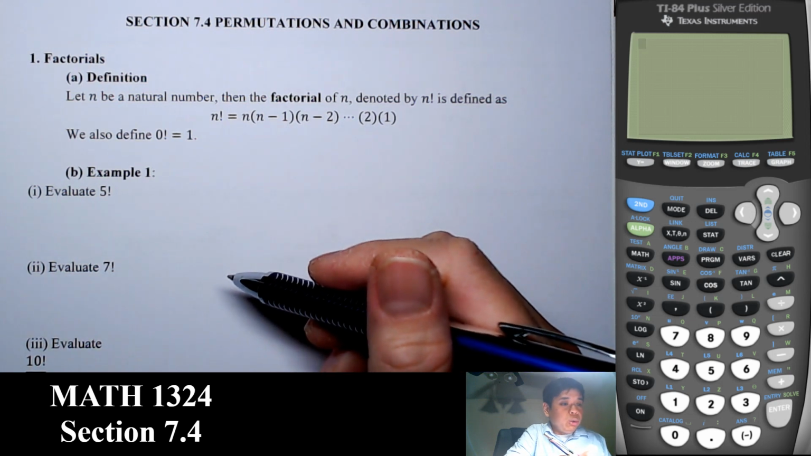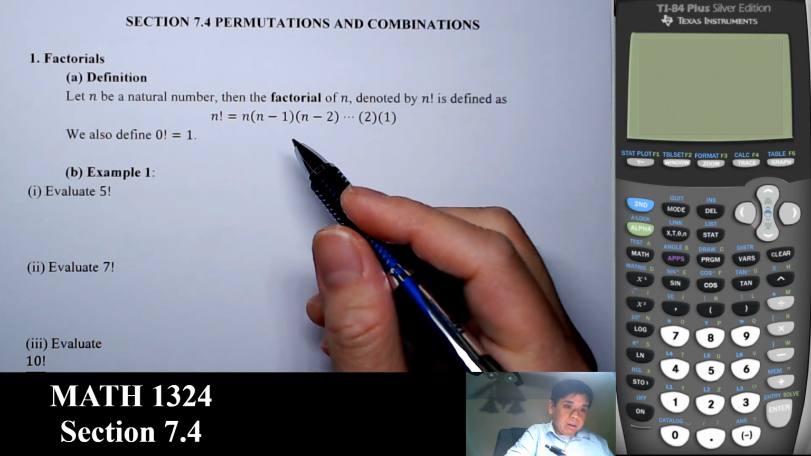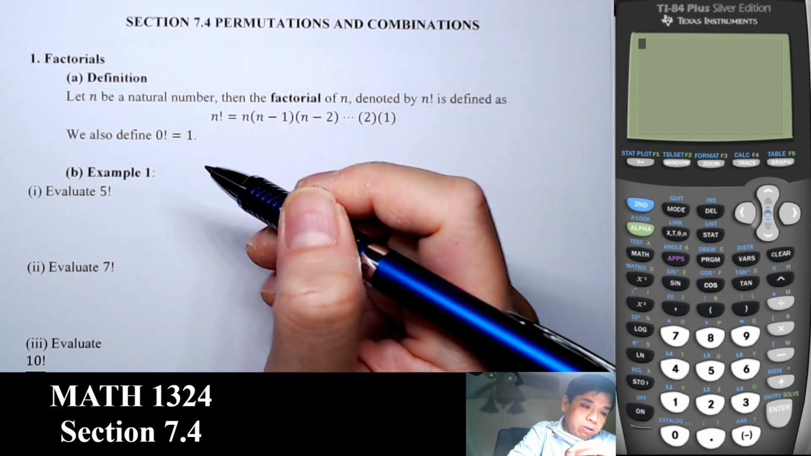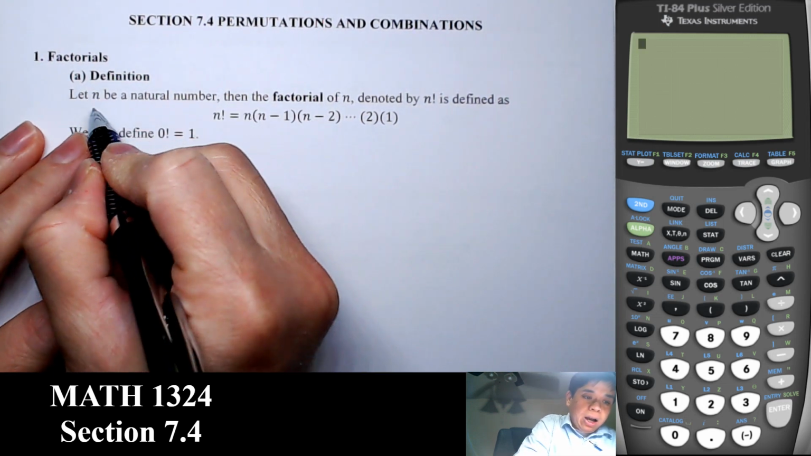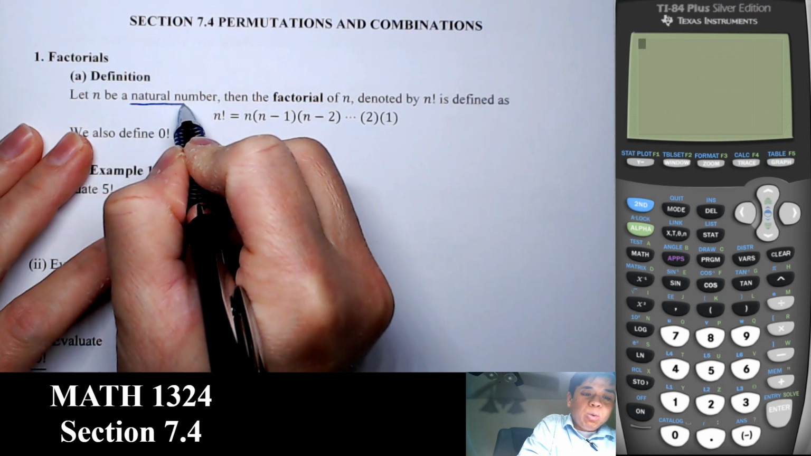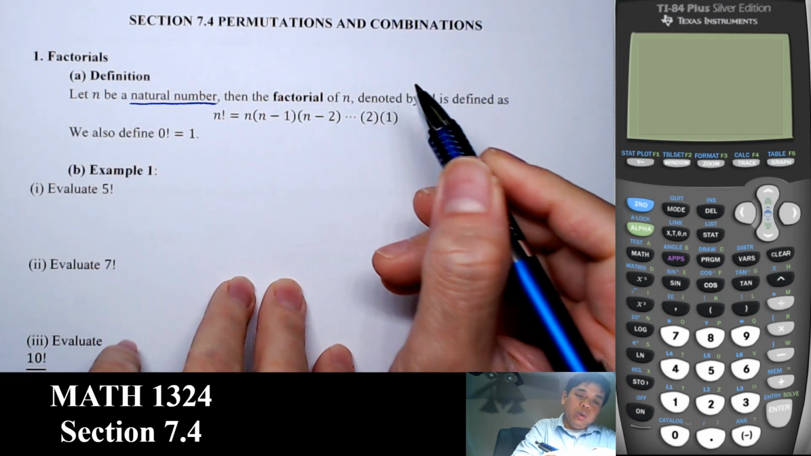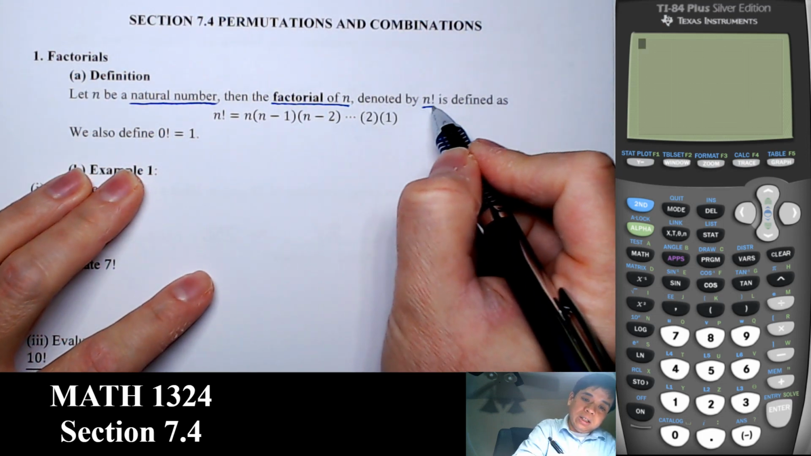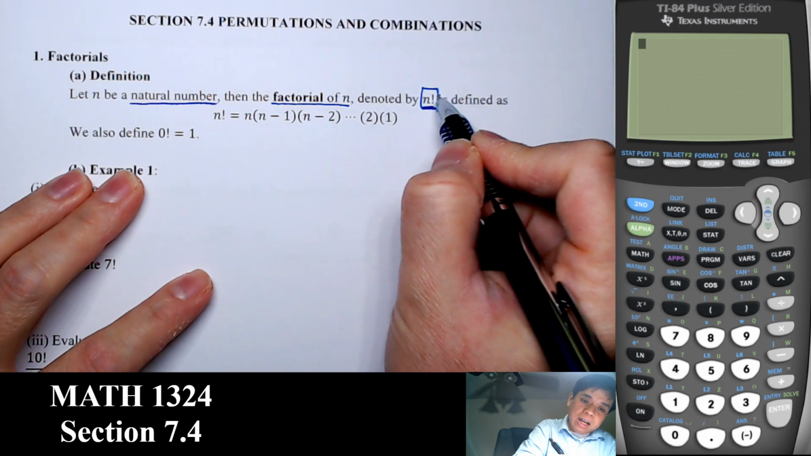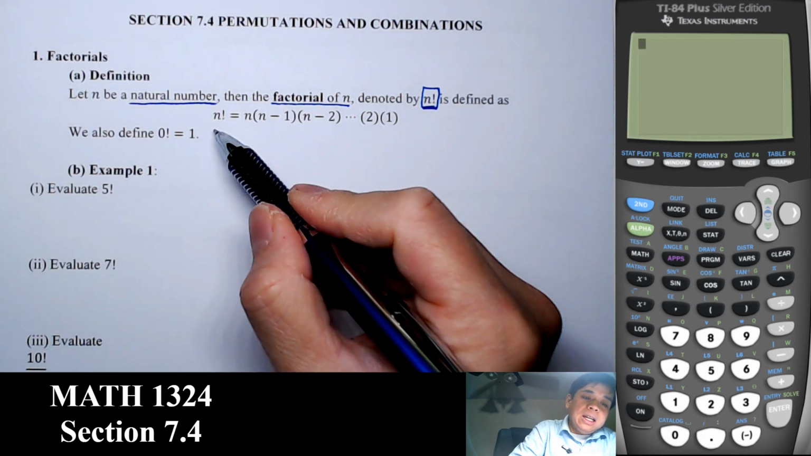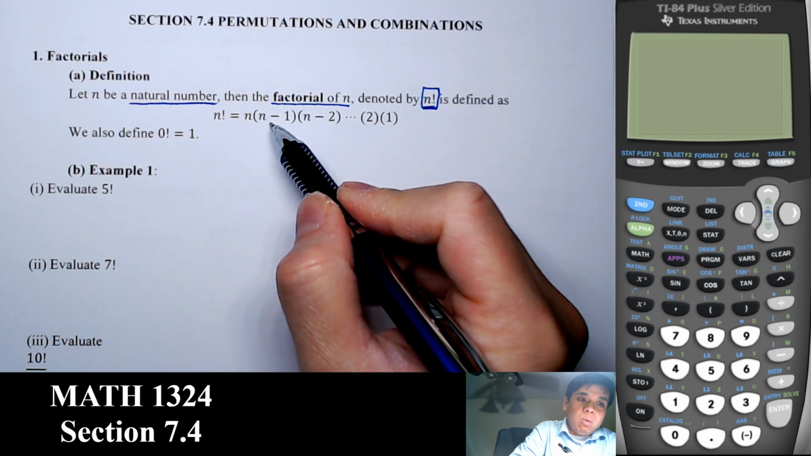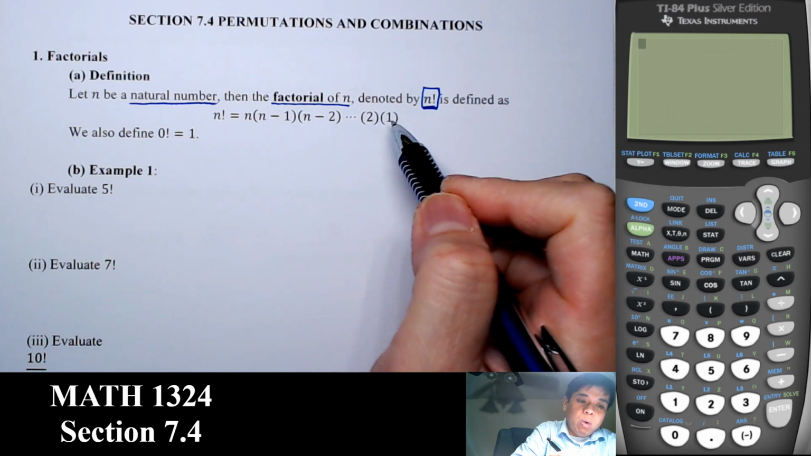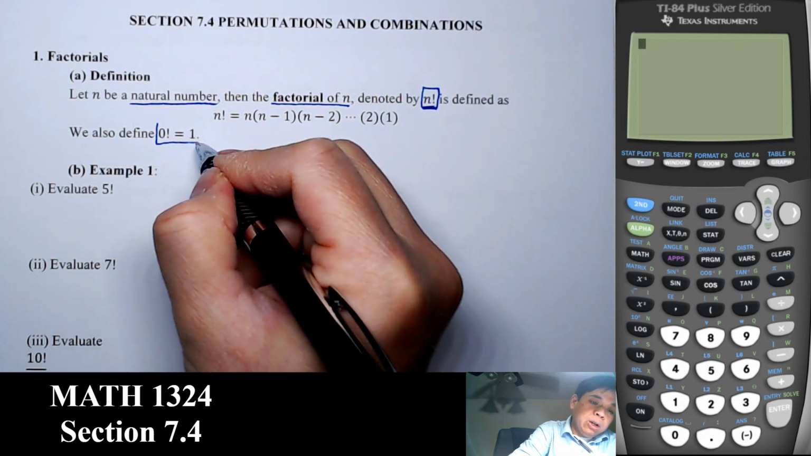Before we go to actual permutation and combination, we need to learn about factorial first. Factorials are defined for natural numbers, and actually it works for whole numbers as well. The notation is the number, then an exclamation point. It is the product of that number times that number minus 1 times that number minus 2, until you hit 1. We define 0 factorial equal to 1.